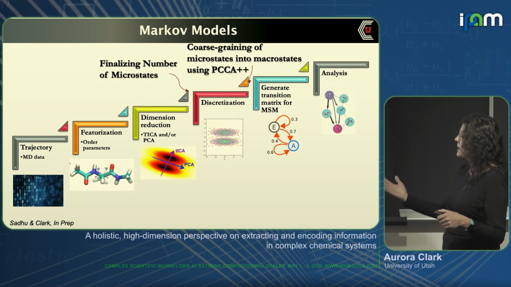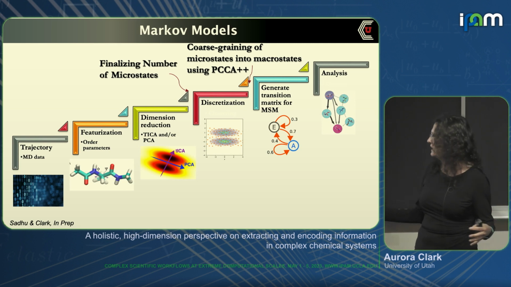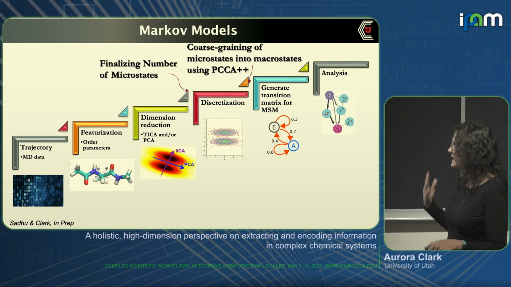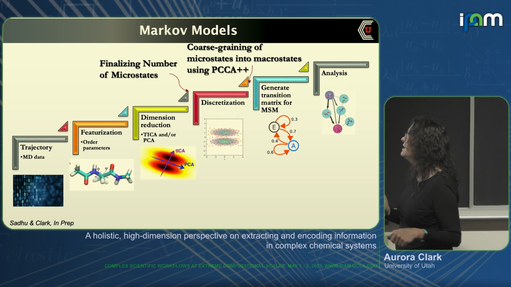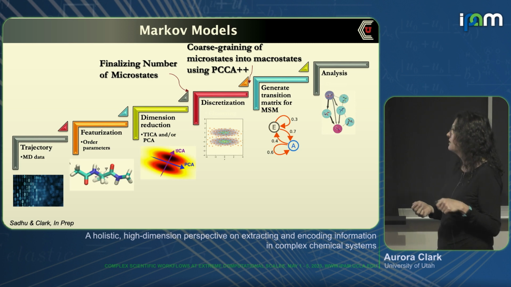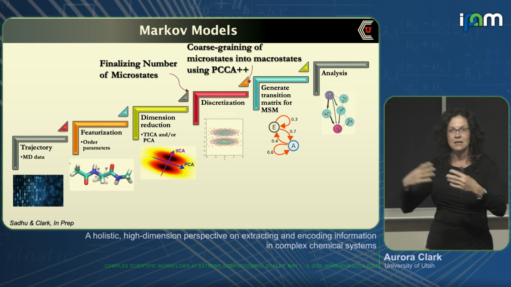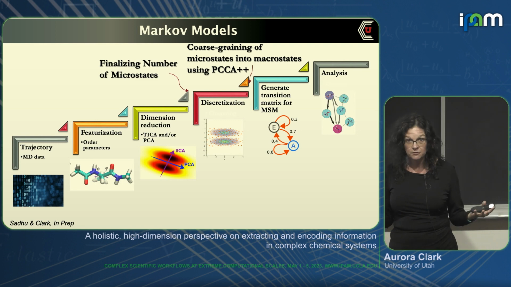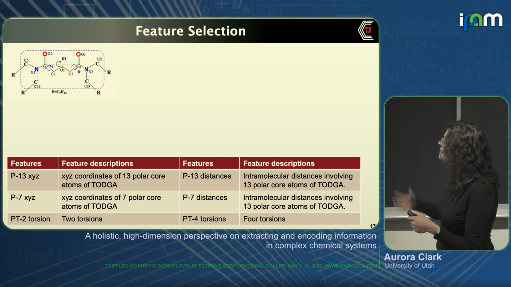And so if you think about a Markov model approach, it's actually quite complicated. You start off with your molecular dynamics trajectory, you do some kind of featurization with order parameters, then dimensionality reduction, then some kind of discretization, then you generate a transition matrix to create your Markov state model, then you analyze it to get some kind of energy description by looking at the flux. And so we did this.